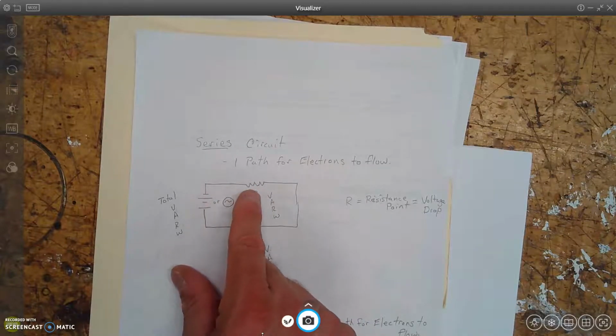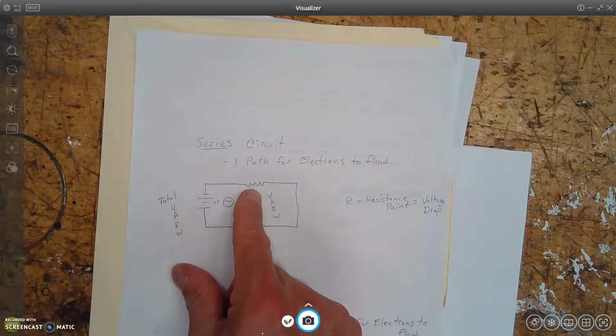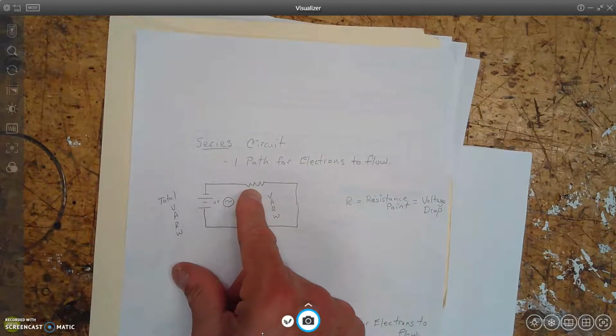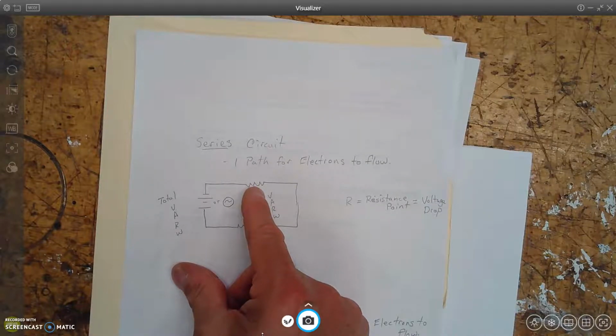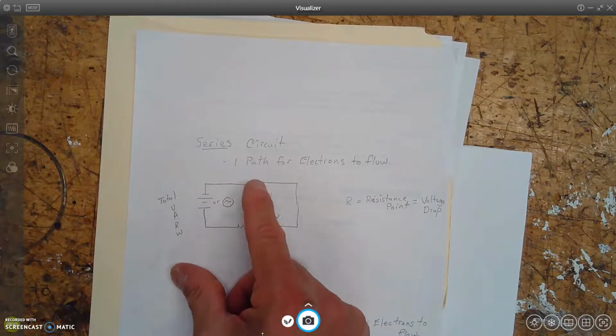And these can be just a resistor, a point that we put in there to eat up some of the power and dissipate that power into heat. Or it can be something that does work that we want done, like a light bulb or a motor that runs. Okay, so those resistance points are one of those, they're doing some sort of work. A resistor just turns that electricity into heat.